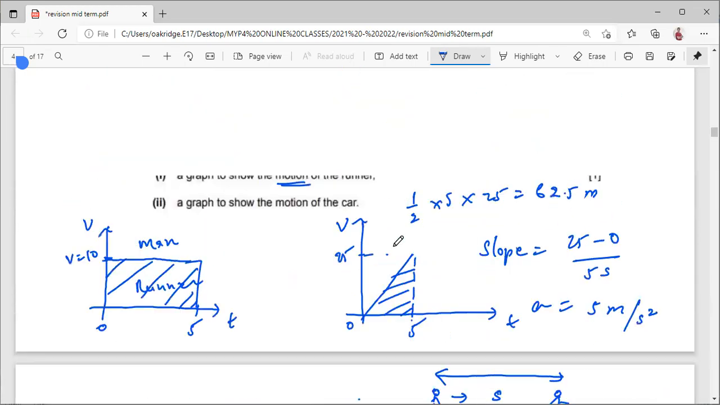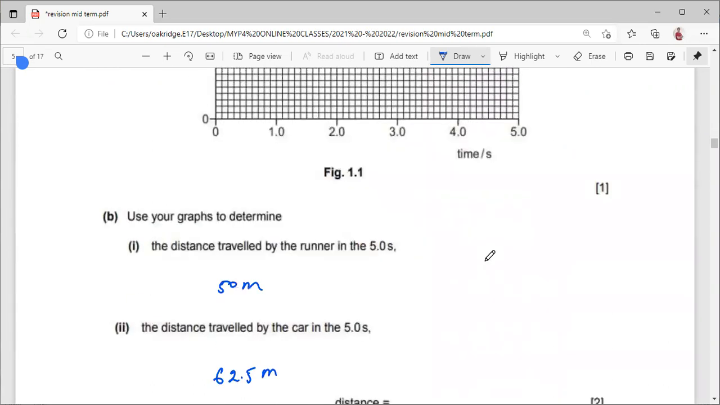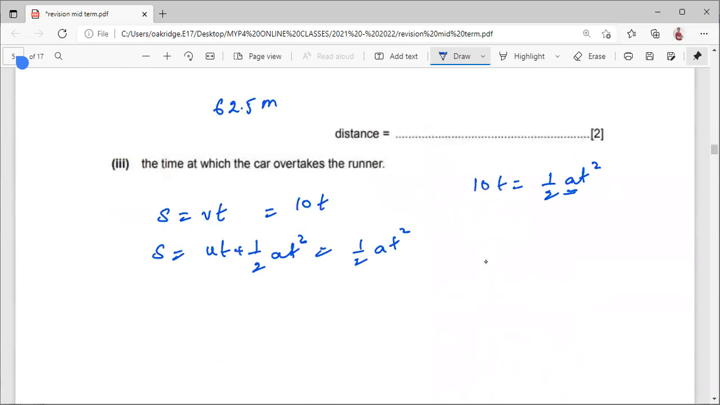Look at the graph once again. We determine the value of a somewhere here, which was seen to be 5 meter per second square. How did I get this? I drew the graph, found the slope, and thus got the slope as 5 meter per second square. So let us take that also. Now 10t is equal to half into 5 into t square. This t goes away, and 5 ones are 5, 5 twos are 10, so that goes away. Push this 2 to the other side, and you get 4 is equal to t.